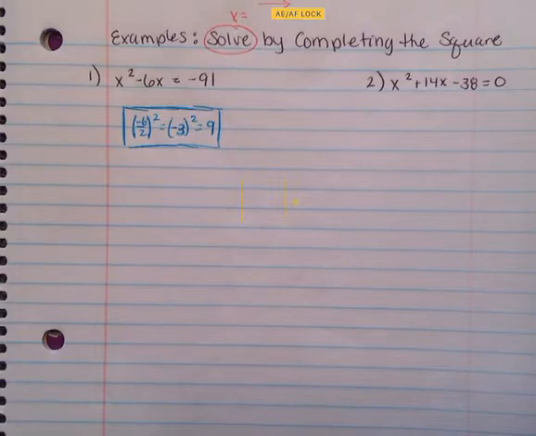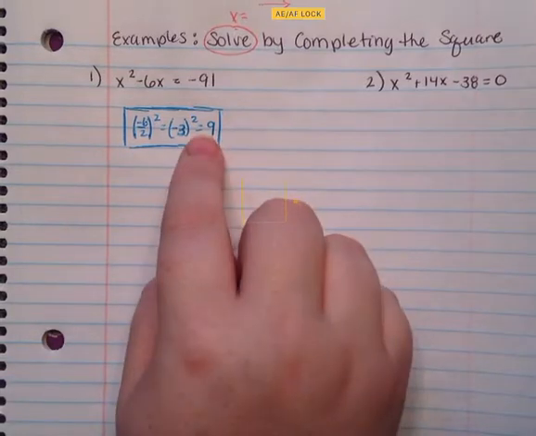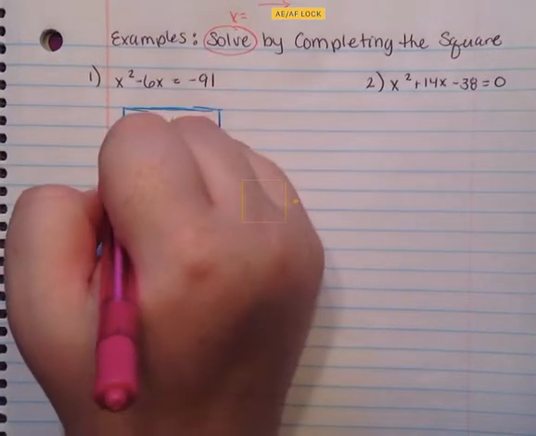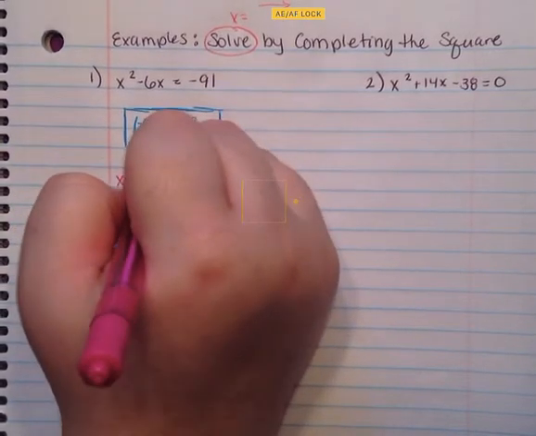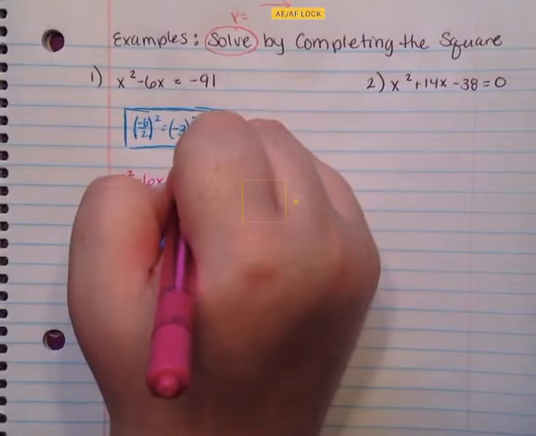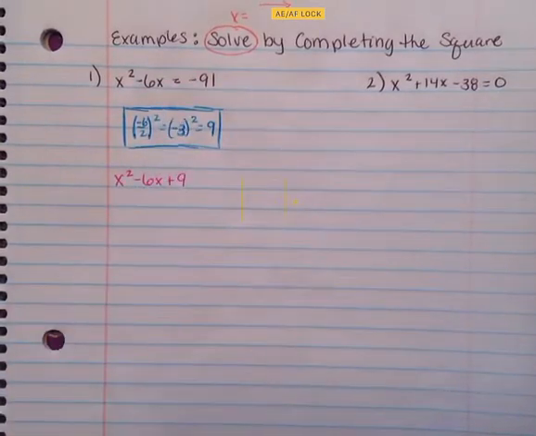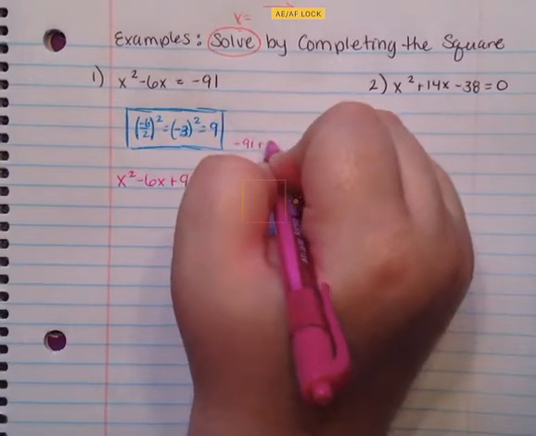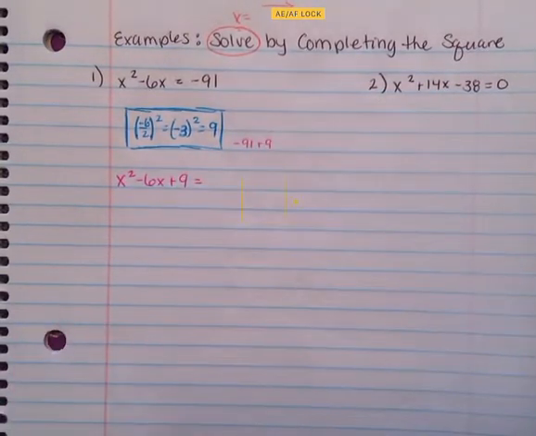The next step of this is to add that 9 to both sides of the equation. So when I add the 9 to both sides of the equation, I'll have x squared minus 6x plus 9, because I have to move it to the left-hand side of the equation, equals, so I'll have negative 91 plus 9 as well. Negative 91 plus 9 is equal to a negative 82.